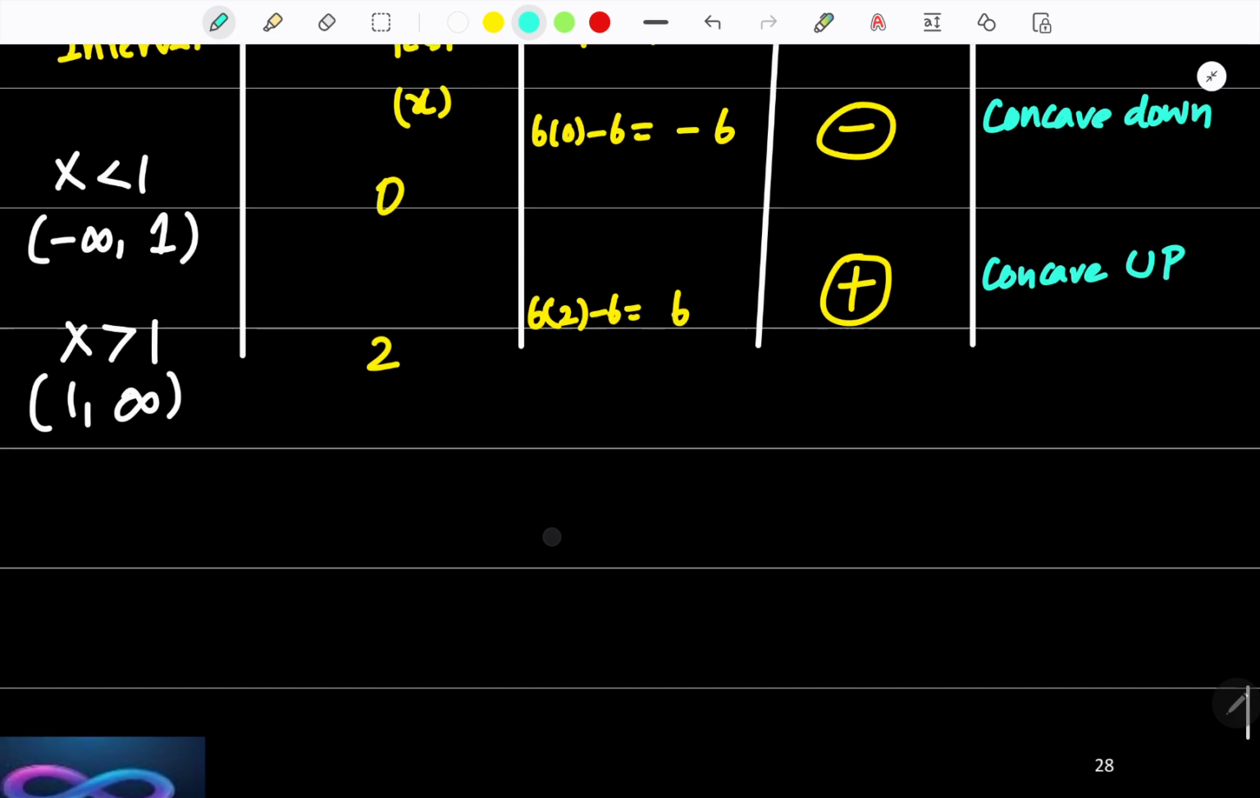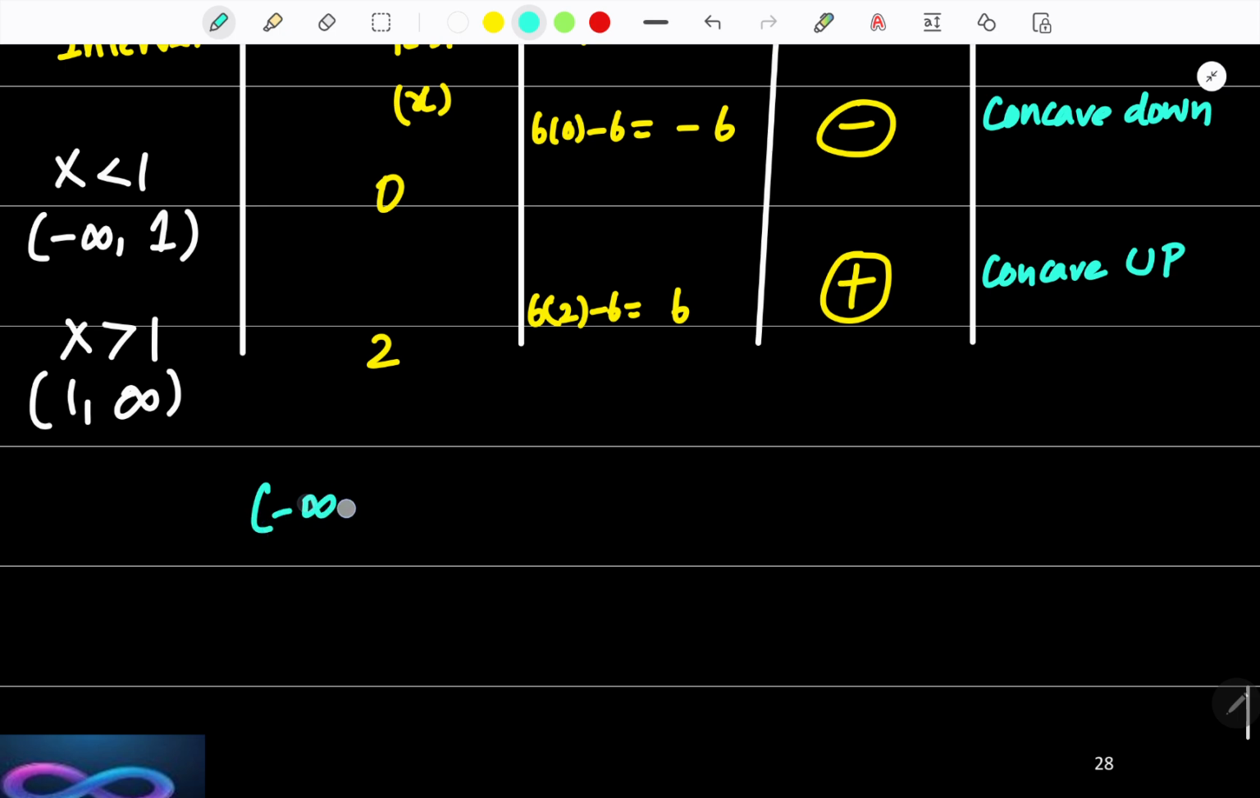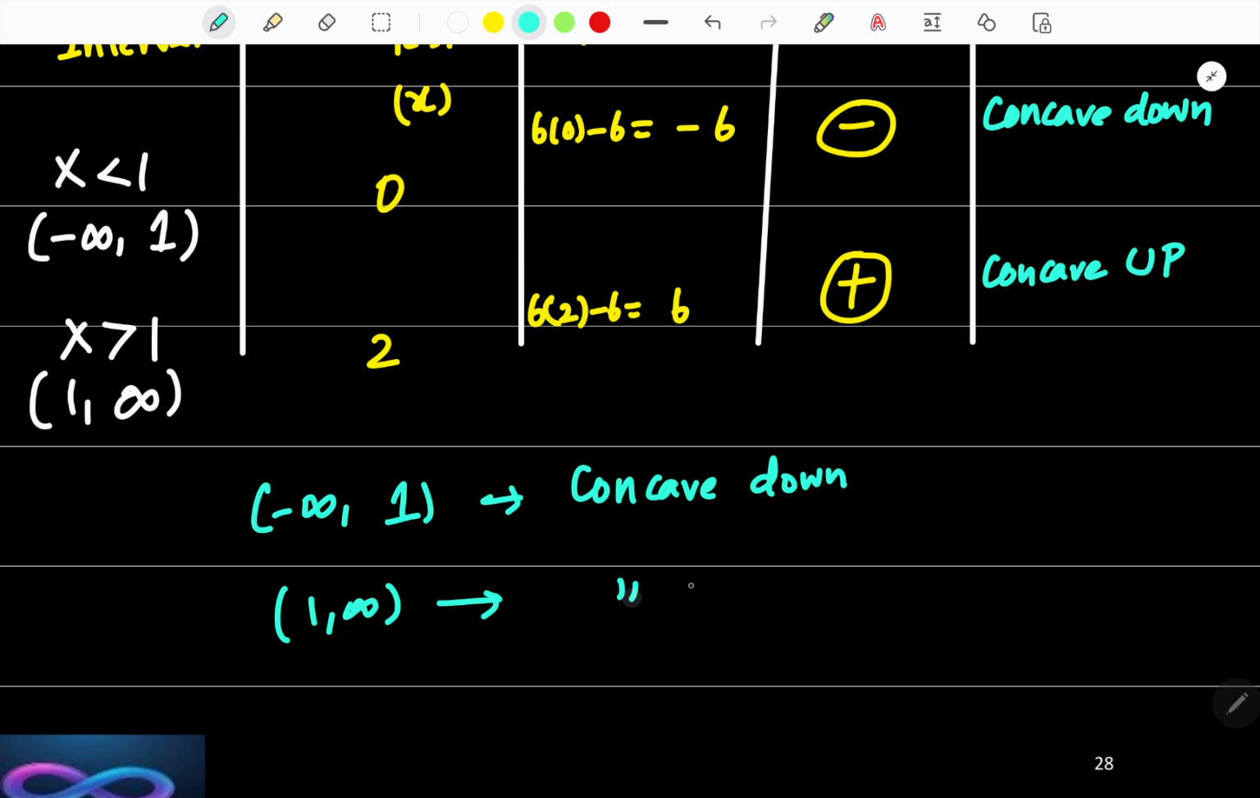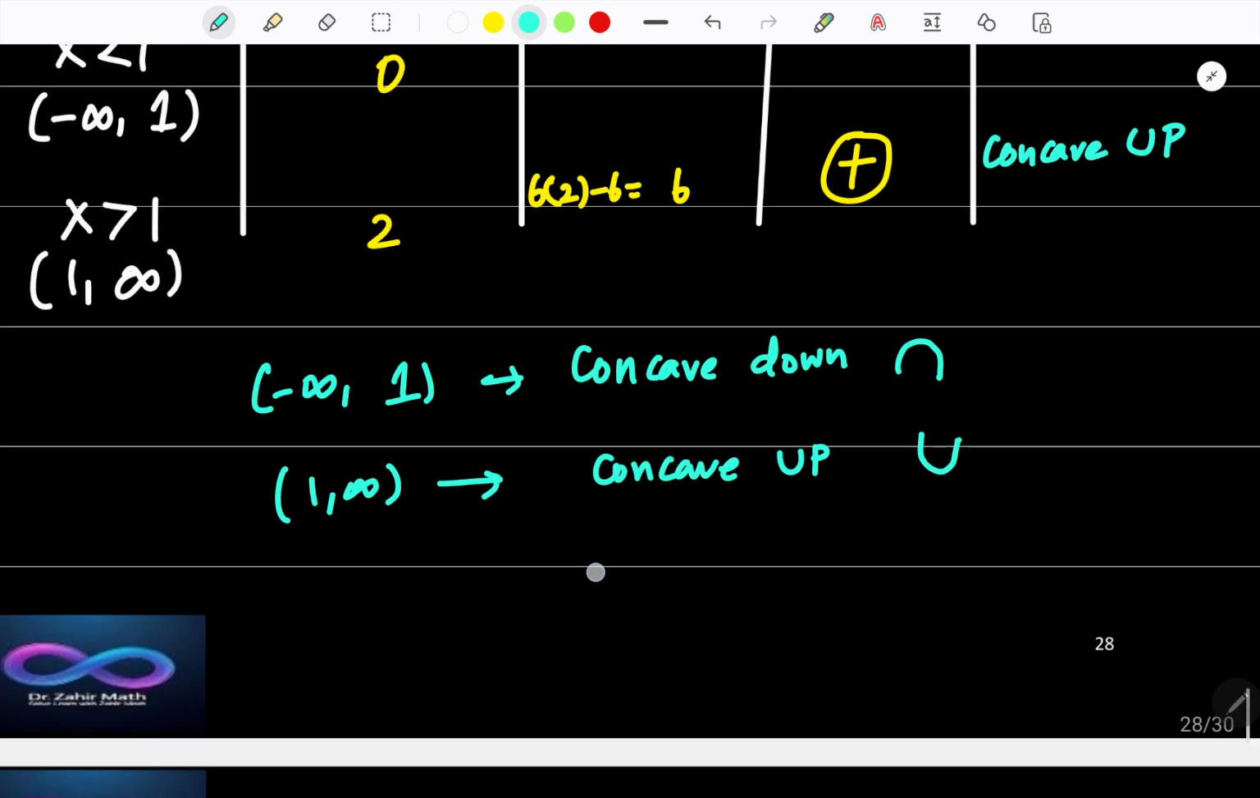Right. So you have to write the interval. Minus infinity comma 1 is concave down. And then 1 comma infinity is concave up. So this is like this and this is like this, cup and cap, okay?